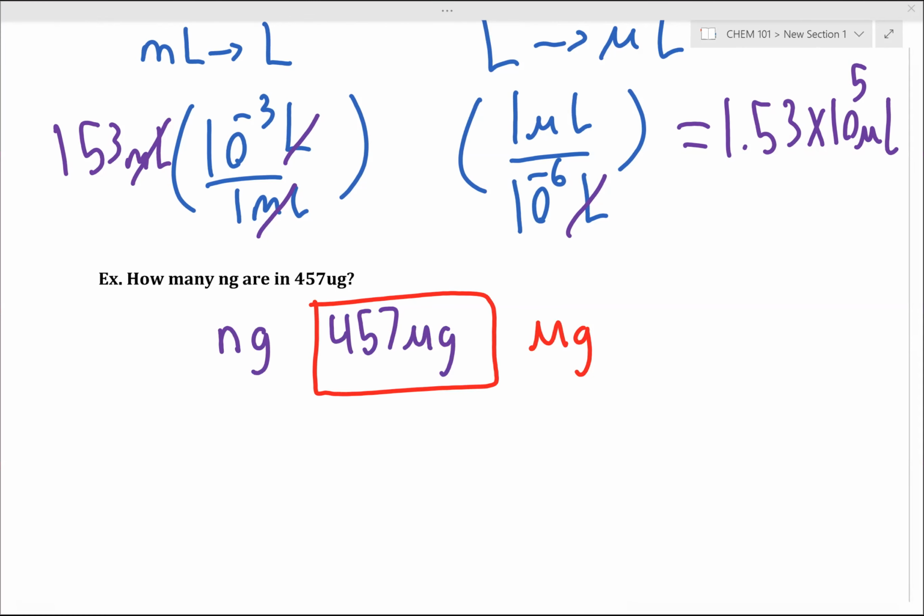Okay? Now, what is our end goal? What units are we trying to reach? Nanograms. So we're going from micrograms, and our end goal is nanograms. So what intermediate units are we going to go through? Grams. Okay, perfect.